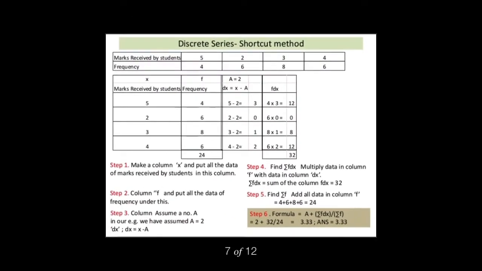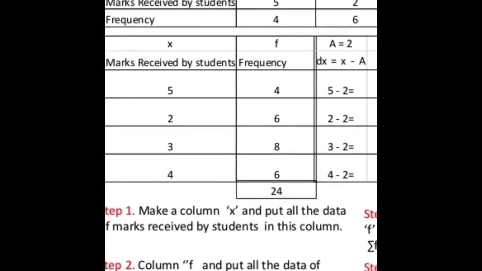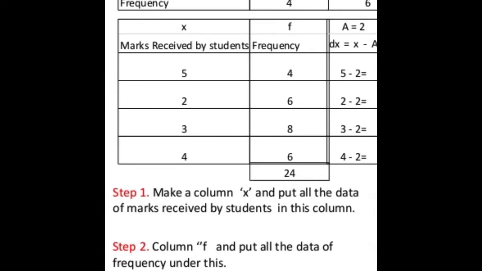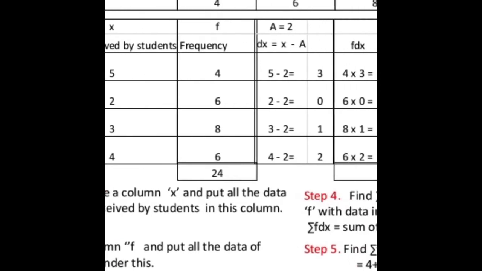Now, let us solve the question. As we know, the first column represents all the values of x, which in this case are 5, 2, 3 and 4. The frequencies are 4, 6, 8 and 6. The total of these frequencies is 24.